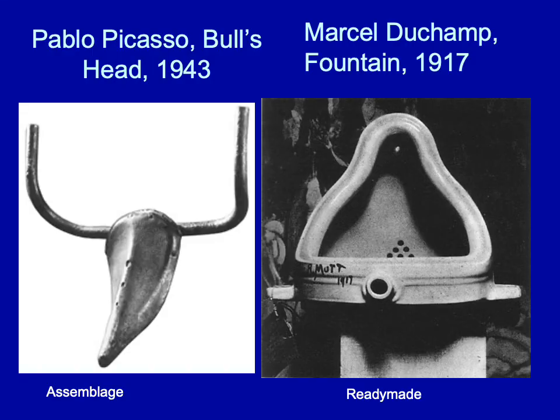And then here's an example of an assemblage. On the left is a bull that Picasso made from taking a metal bicycle seat and metal handlebars and welding them together, making something new with it, which looks like a bull. And then a ready-made is where you choose something to represent something else, and you don't necessarily make it.